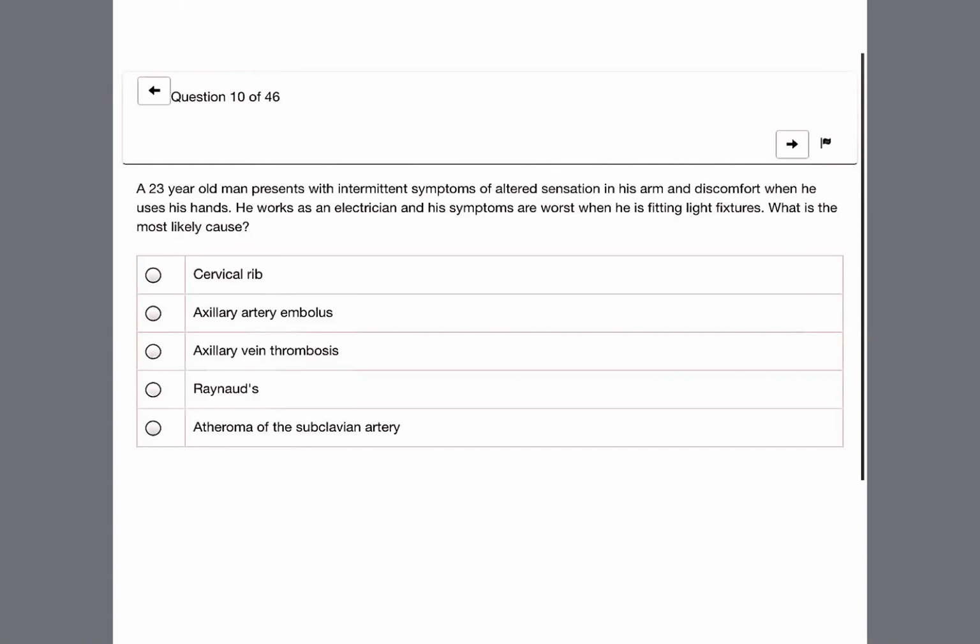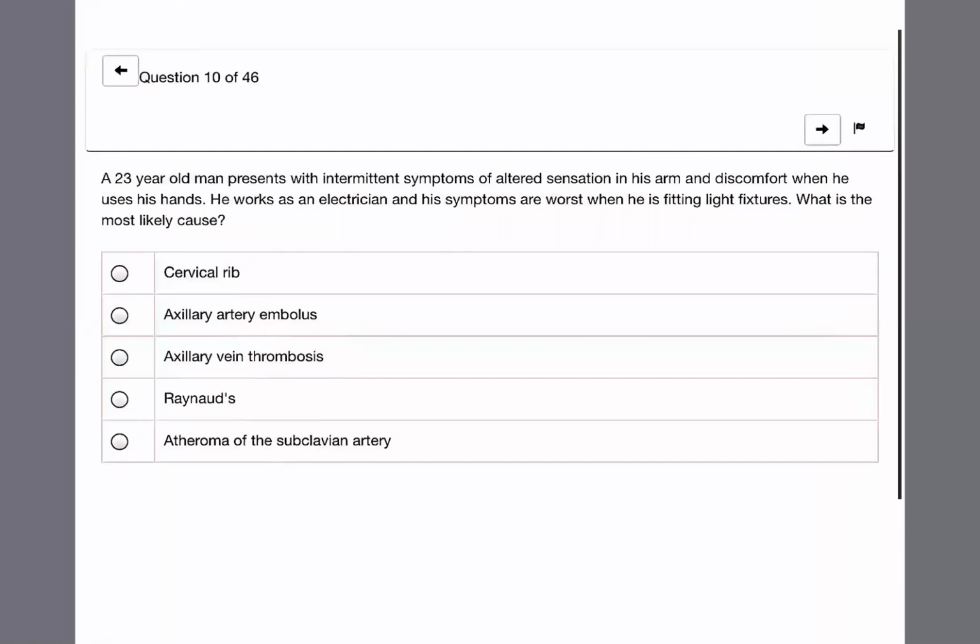Yes, start. A 23-year-old man presents with intermittent symptoms of altered sensation in his arm and discomfort when he uses his hand. He works as an electrician and has his symptoms and is worried when he's fitting a light fixture. What's the most likely cause? Cervical rib, axillary artery embolism, axillary vein thrombosis, Raynaud's, atheroma of subclavian artery. I think it's A, cervical rib.